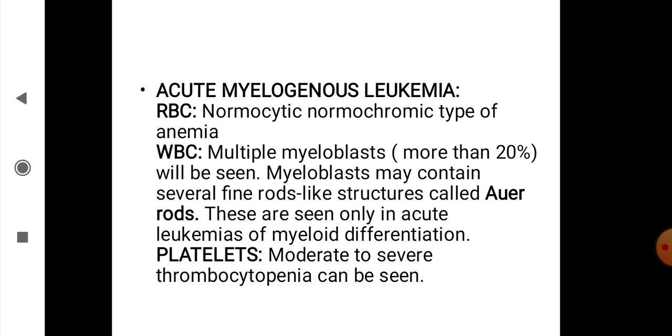So in the WBCs, you see multiple myeloblasts, more than 20%. How many myeloblasts should you see to call it acute myeloblastic leukemia? More than 20%. The myeloblasts are abnormal cells, and may contain several fine rod-like structures called Auer rods, which are seen only in acute leukemias of myeloid differentiation. Normally in the bone marrow you see the myeloblast, but you don't see the myeloblast in the peripheral smear. Only when you have a malignant leukemic condition you see the myeloblast in the peripheral smear. And the platelets show moderate to severe thrombocytopenia. What is thrombocytopenia? It is a reduced count of platelets.